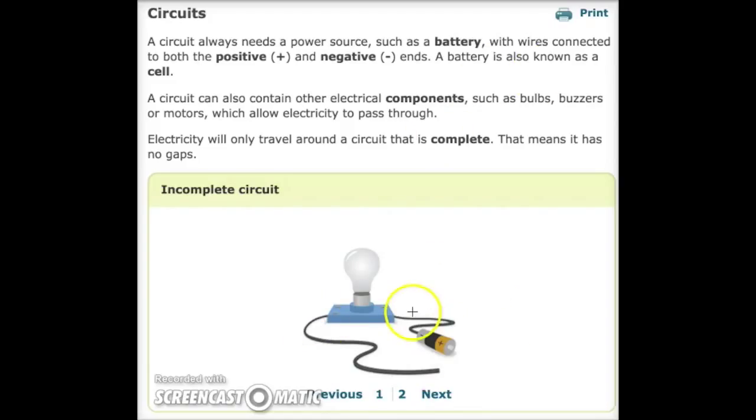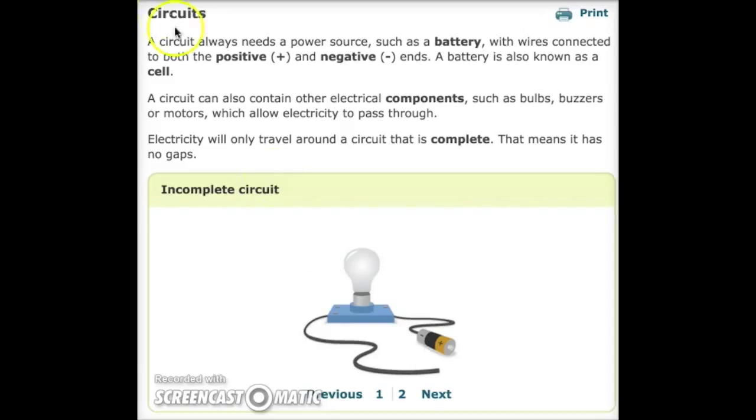So the wires have to be connected to both the positive ends and the negative ends of the battery. So we can see on the battery there's a positive end and there's a negative end as well. And this is where the wires have to be connected in order for the actual circuit to work. A battery is also known as a cell. Okay, so that's a little top tip there.